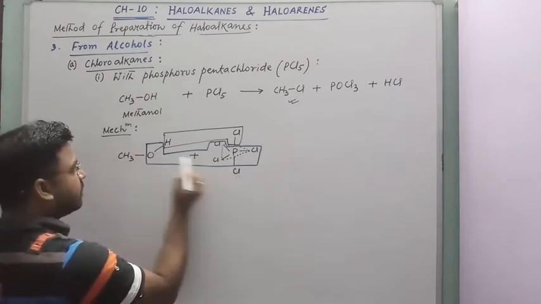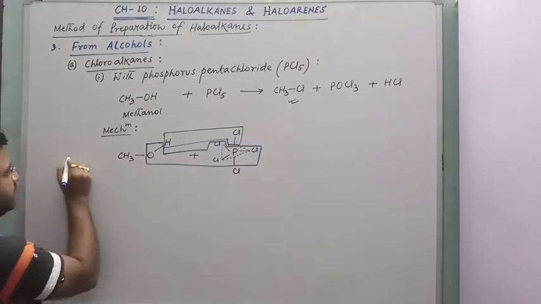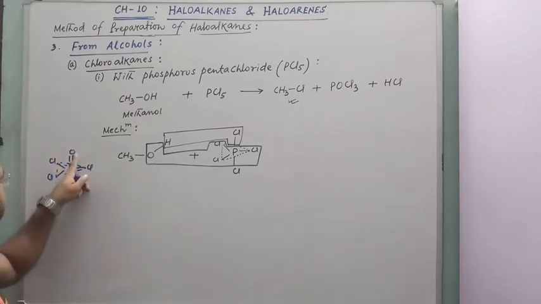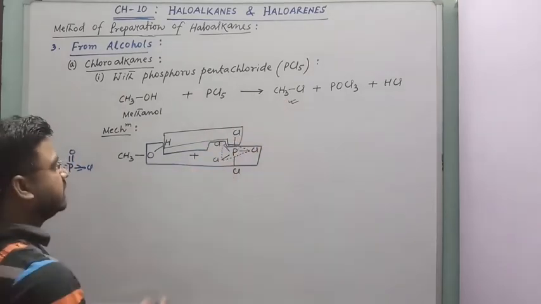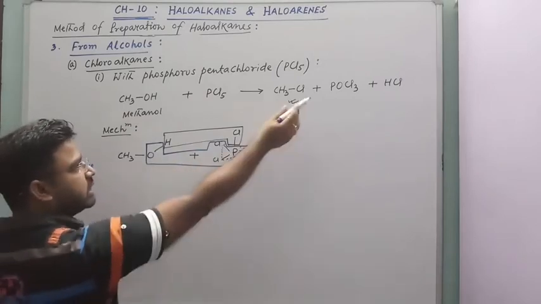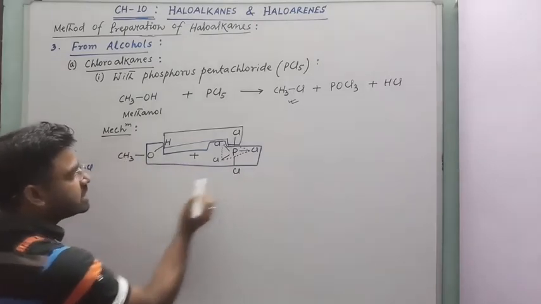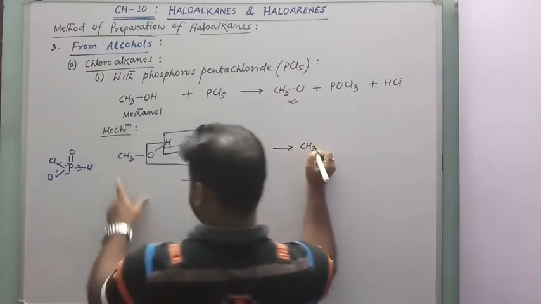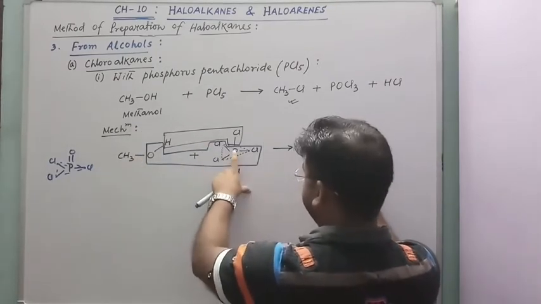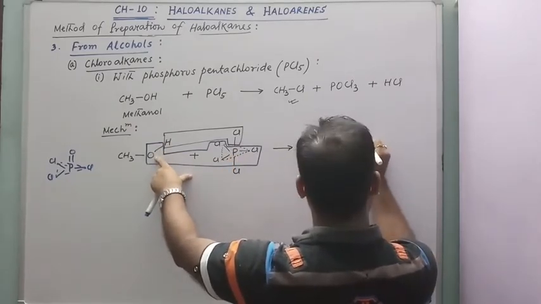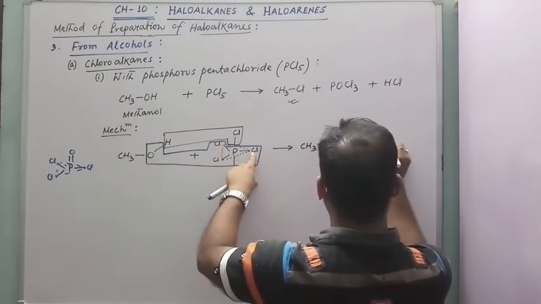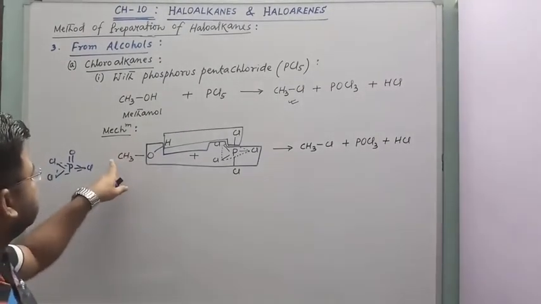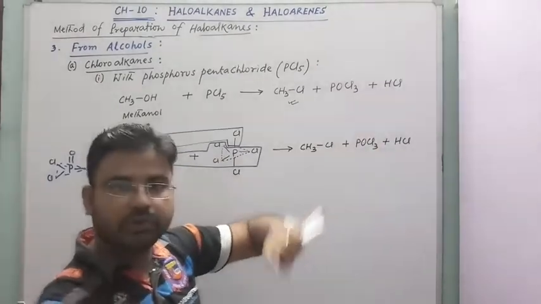P double bond O, and Cl, so POCl3. Phosphorus valency 5 is maintained, oxygen valency 2 is maintained. POCl3, and CH3-Cl remains. So this is the mechanism of this reaction. You will get CH3-Cl plus POCl3 plus H-Cl, HCl. Similarly, C2H5OH, ethanol, gives C2H5Cl, POCl3 plus HCl.